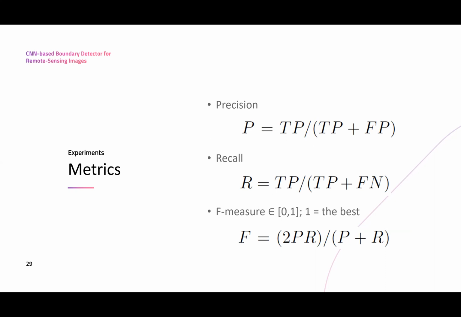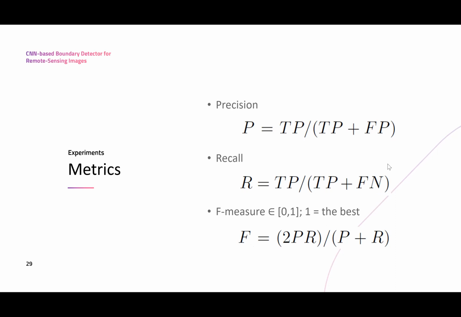For the boundary detector, one of the methods to evaluate boundary detectors is using precision, recall, and F measure. Precision is the number of true positives divided by true positives plus false positives. Recall is true positives divided by the summation of true positives plus false negatives. And the F measure is a combination of precision and recall. It is two times the multiplication of precision and recall divided by their summation. In terms of F measure, one is the best performance.